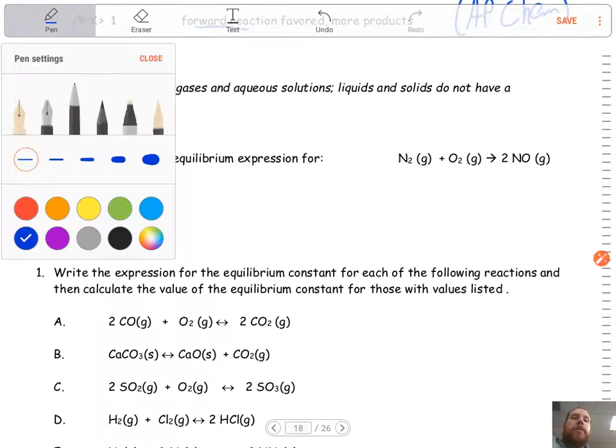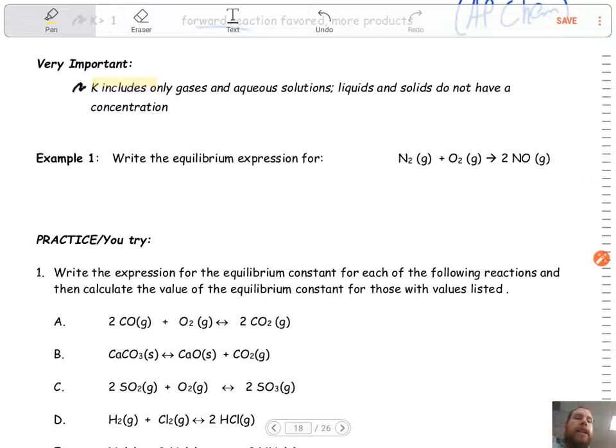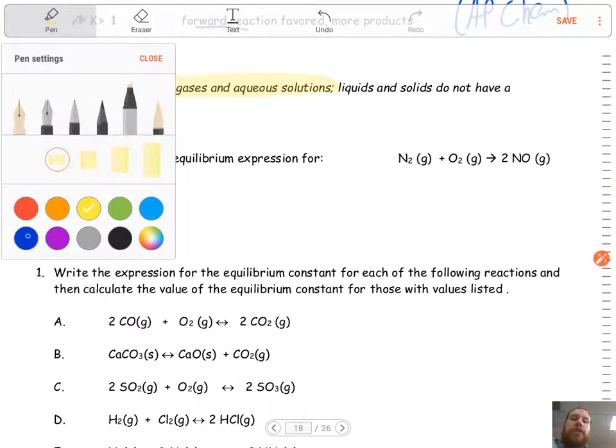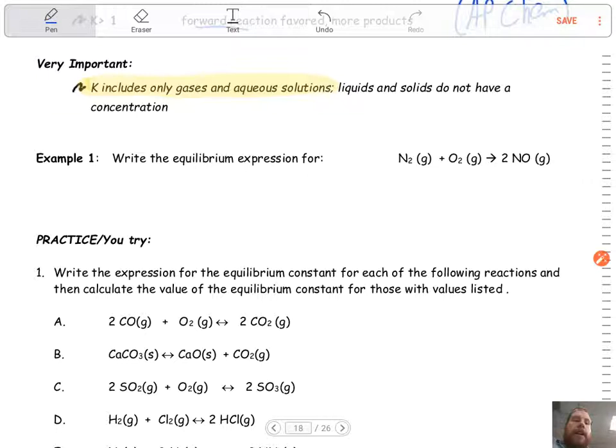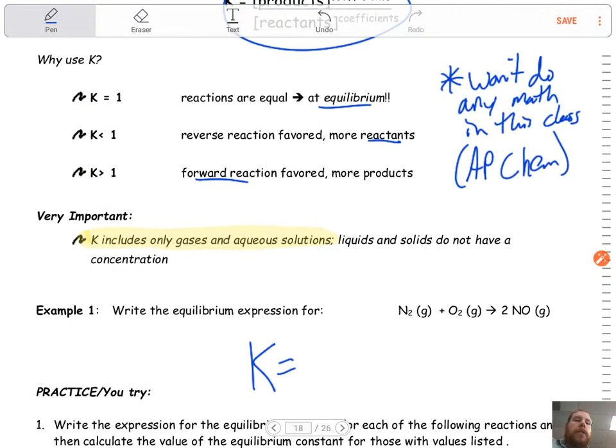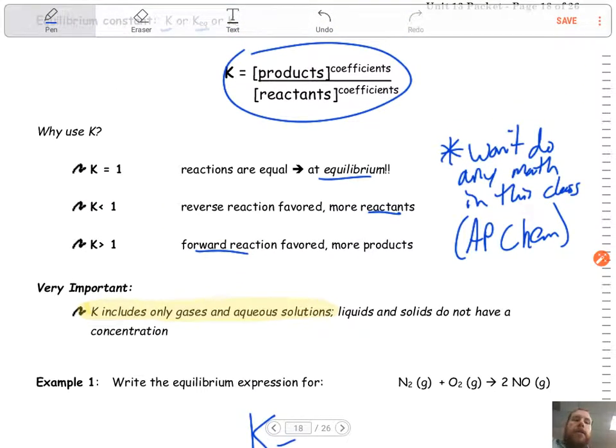Now, one thing to note is that K only includes gases and aqueous solutions because they're the only ones that have a concentration. Solids and liquids do not have concentration. All right, so keep that in mind. We're going to write a K expression for this reaction. So first thing, cancel out any liquids and solids you have. We have all gases, so we're going to use every piece here. So K equals, if I look up here, products over reactants.